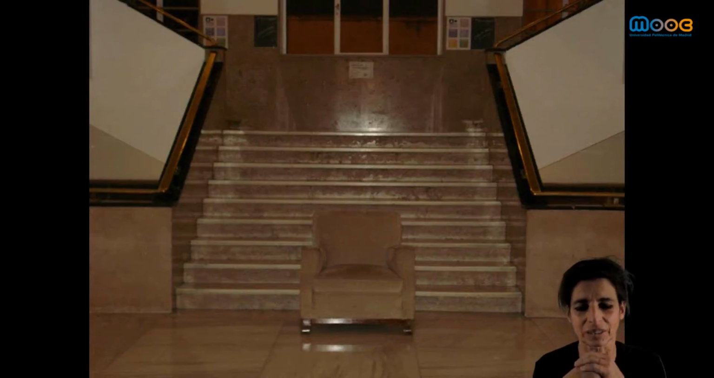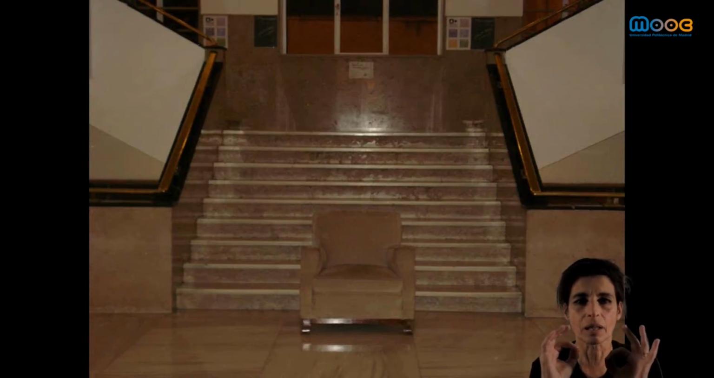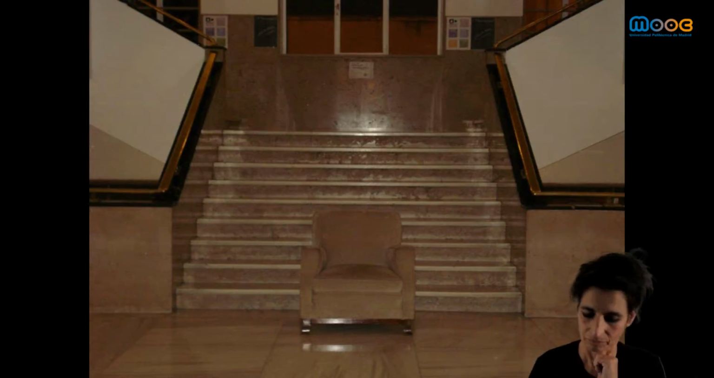I like a lot this image created by some students, who stole the armchair from the head of our school, a very important person, and then put it in the middle of the principal staircase. That is learning. That is expanded learning.